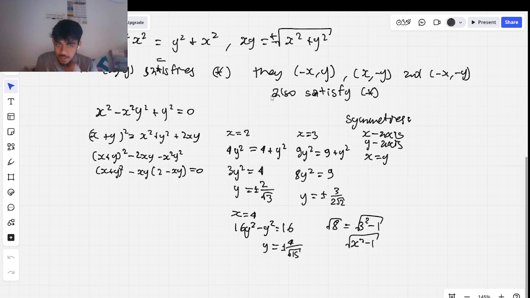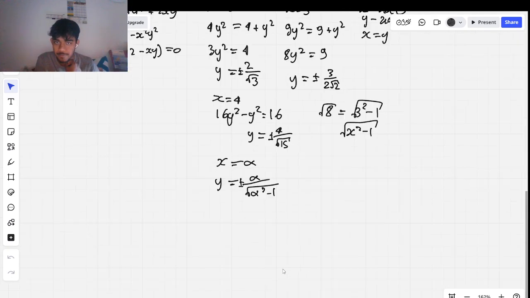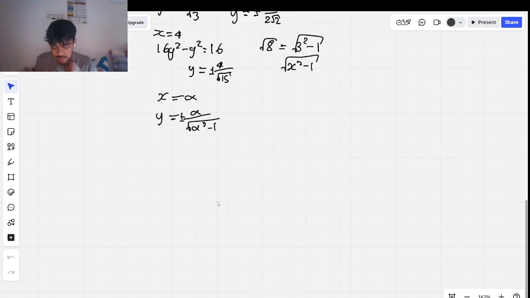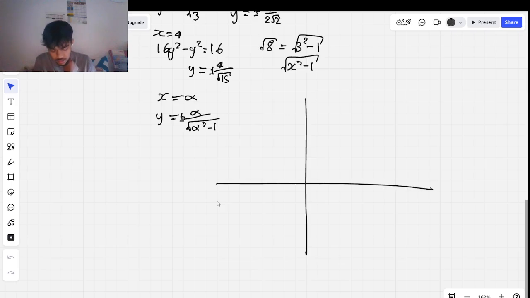It's a difference of two squares. I don't think that's relevant. So if x is equal to alpha, my y value is going to be plus or minus alpha over root of alpha squared minus 1. Okay, so I've done some progress. That means I can start plotting x, y, some of this.